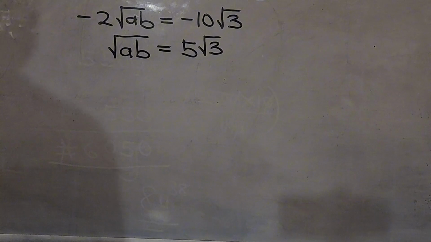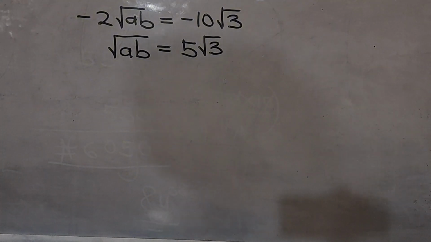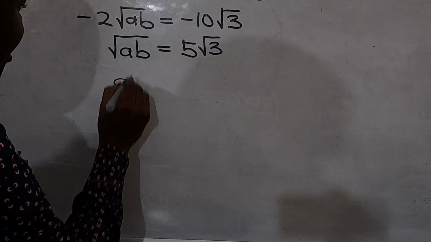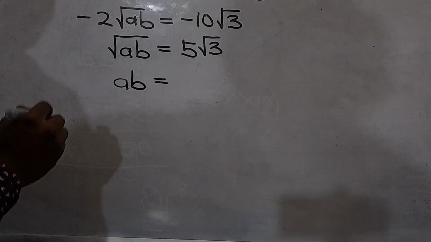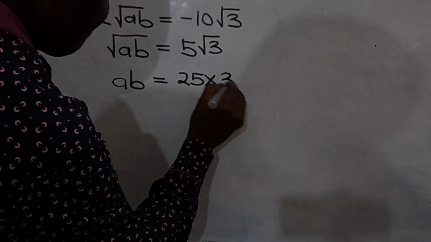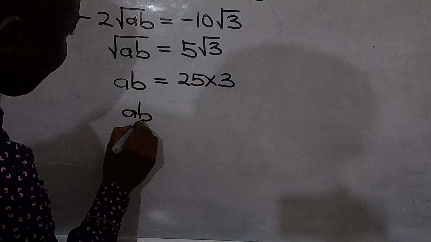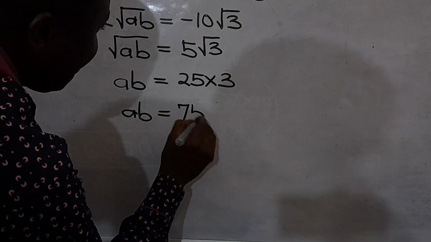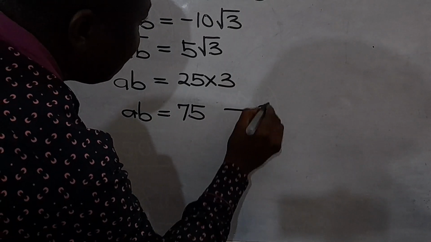So we square both sides. Squaring both sides, you have ab equal to 25 times 3. ab equal to 75. Second equation.